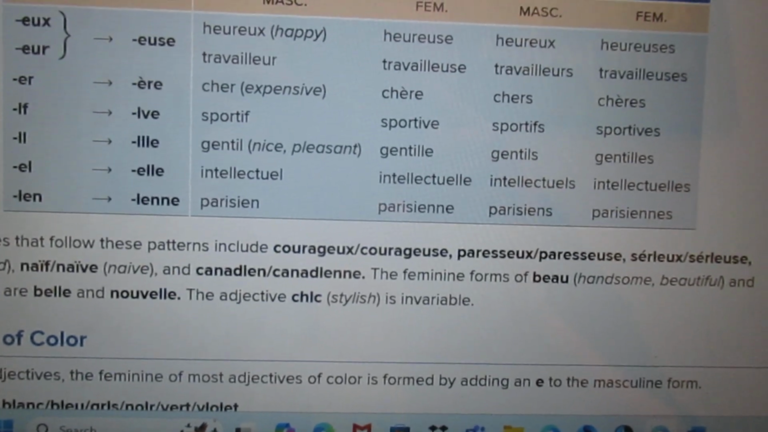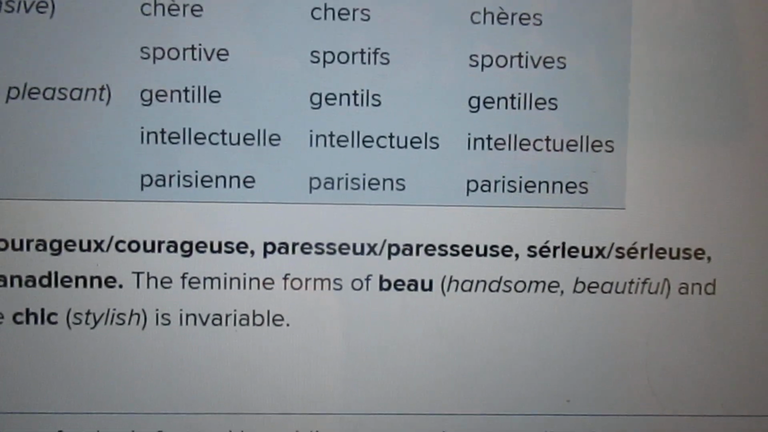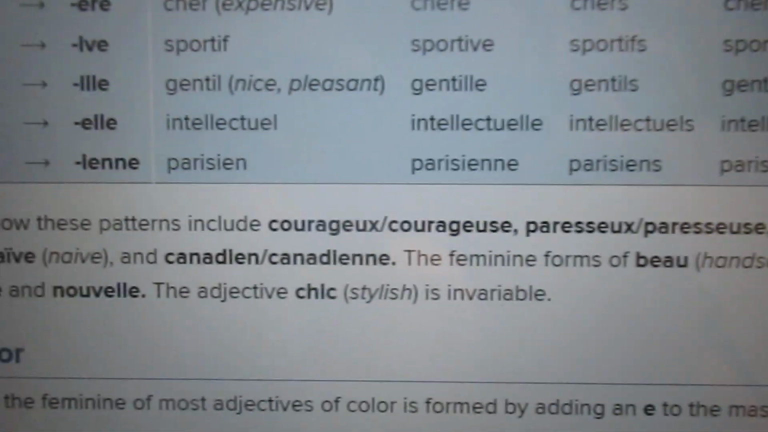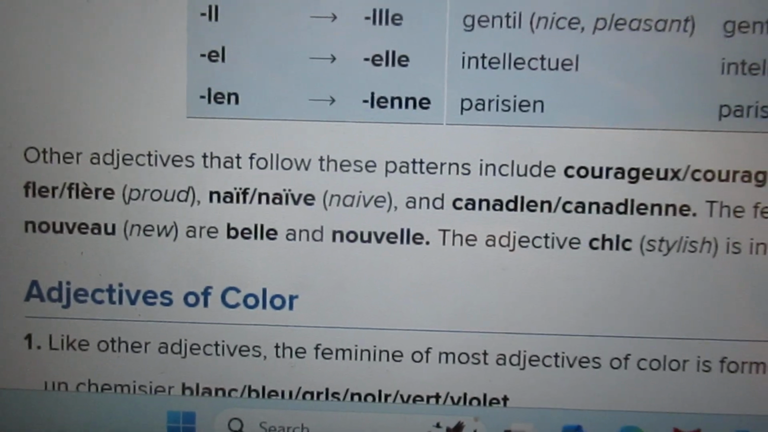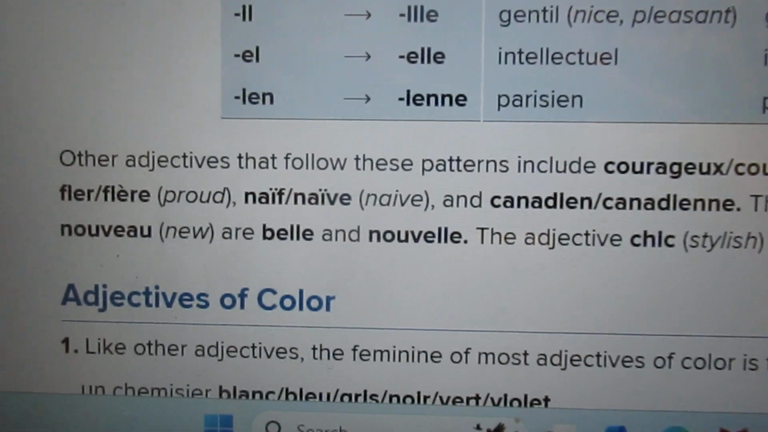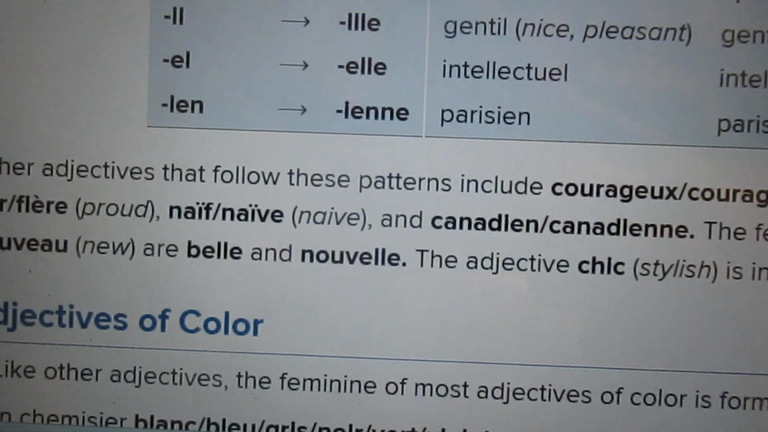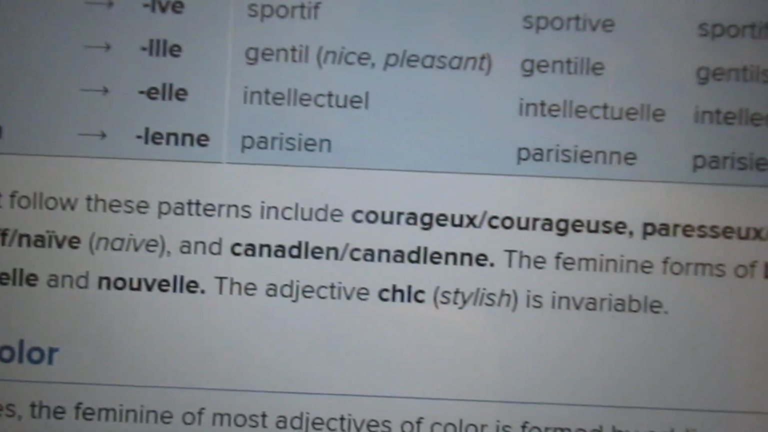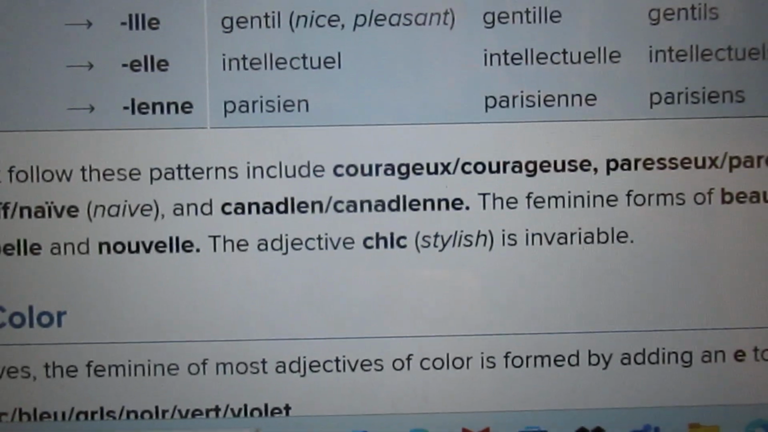Then there are a few words that are completely different. You want to notice that, right? So we have the form of beau, which is handsome, or it can be used as beautiful. And then they're going to tell us over here that the feminine is belle. And then for the word new, we have nouveau, and the feminine form is nouvelle. And then we have the word chic, and that's invariable. It means it doesn't change.